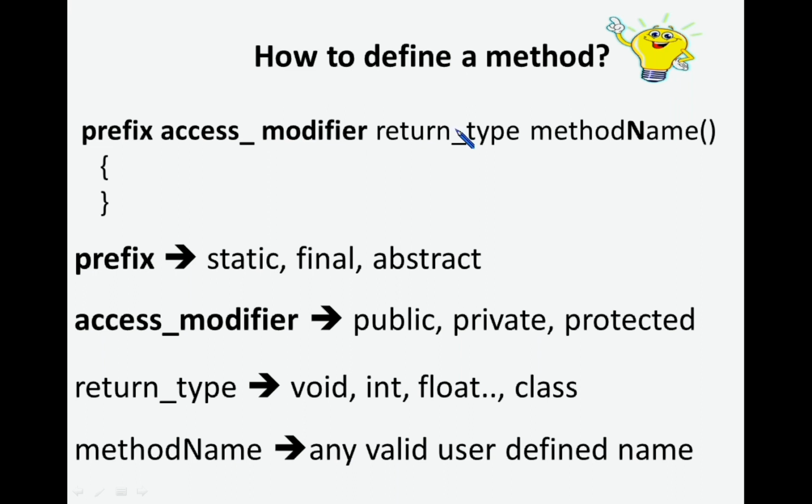Okay, so what about the return type of a method? It is void in case it returns nothing, or it may be an integer, or a float, or sometimes we can return a class, right? So what about method name? It is any valid user defined name. We can't give any name here. Okay, so this is the way of defining a method.